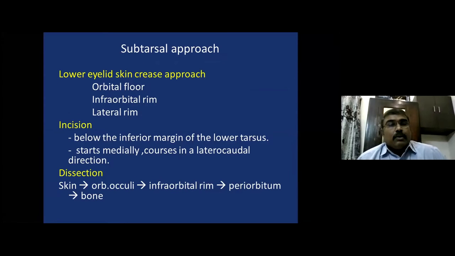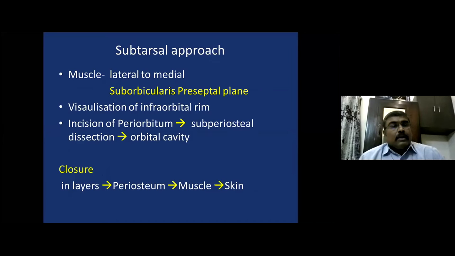Subtarsal approach, the lower lid skin crease approach, gives access to the floor and orbital rim. The incision is placed below the inferior margin of the lower tarsus, starts medially and courses in a lateral-caudal direction. The sequence of dissection is skin, orbicularis oculi, infraorbital rim, periorbitum, and bone. In this incision, the muscle is dissected from lateral to medial direction in the suborbicularis preseptal plane. Once the rim is visualized, periorbitum is incised and dissection is carried in the subperiosteal plane. Closure is done in layers: periosteum, muscle, and skin.